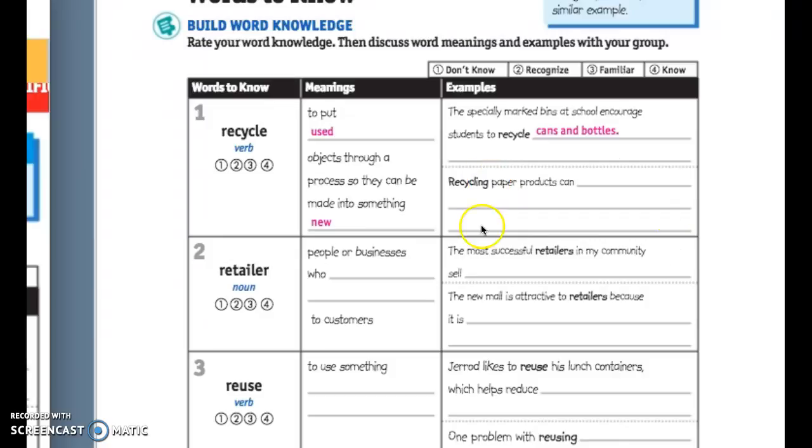So now this second example here, I want you to finish the sentence. This says recycling paper products can blank. So what would recycling paper products do either to the environment, to the places that we get paper from? What would that do? And after you finish writing it, make sure you read it out loud to yourself so you can check and make sure that it makes sense and it sounds correct.